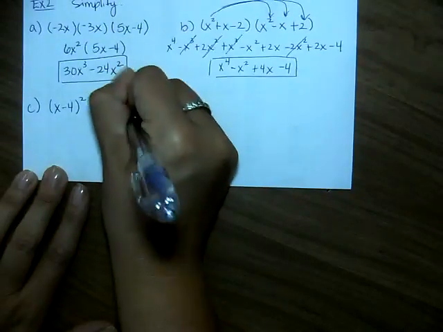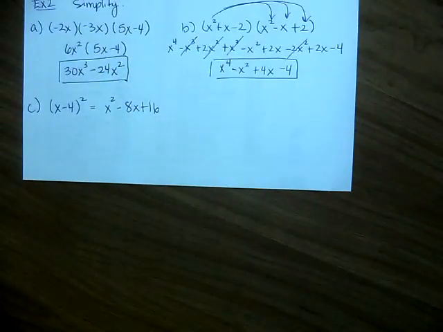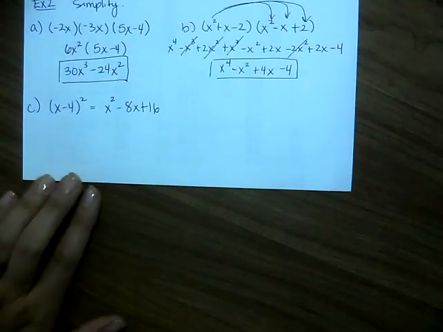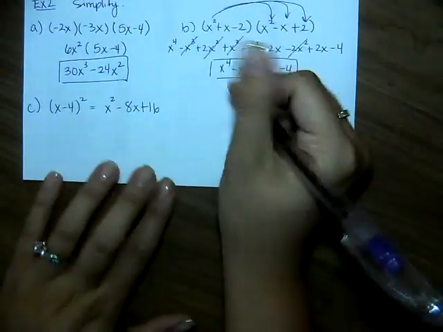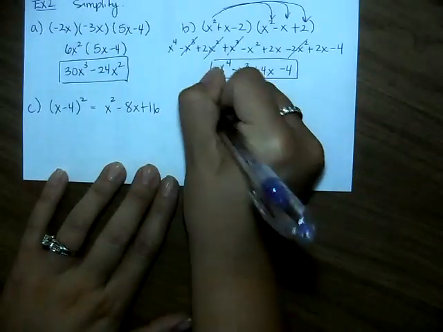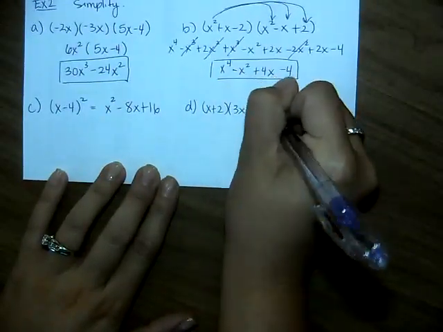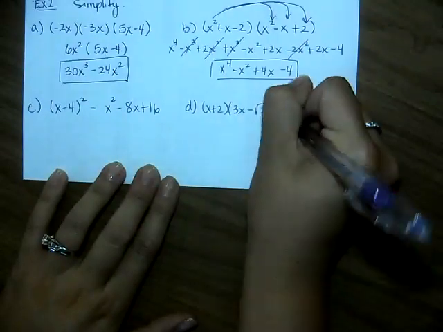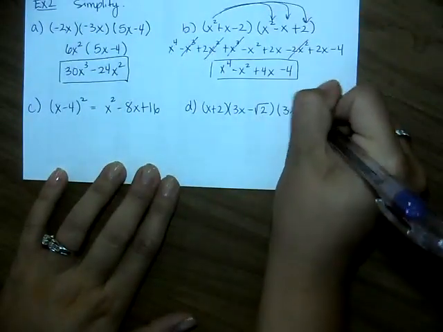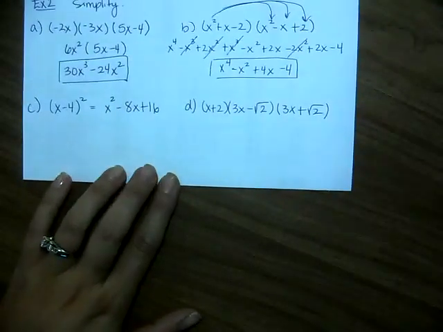So x squared minus 8x plus 16 is what you should get there, because you have those middle terms being multiplied. It follows the pattern. You can remember the pattern if you want, or you can just FOIL it. Okay. How about x plus 2 times 3x minus root 2 times 3x plus root 2? Yes?